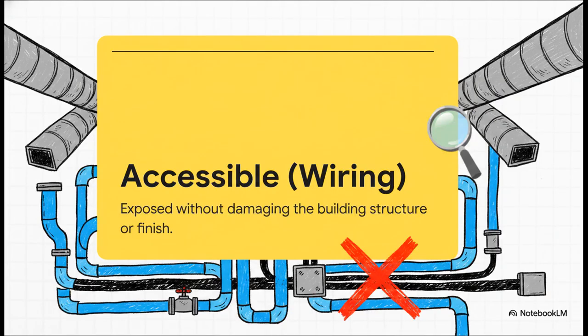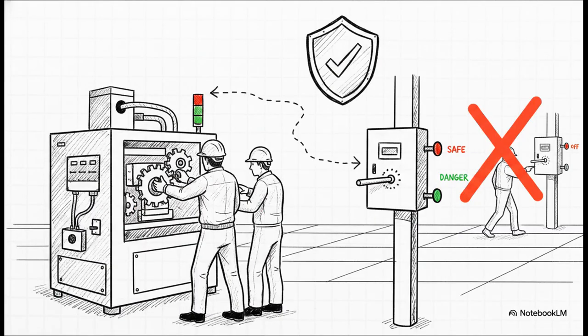Building on that, let's just look at the word accessible as it applies to wiring methods. If you've got wiring that is physically blocked by plumbing pipes, HVAC ductwork, or other mechanical systems, the AHJ will absolutely not consider it accessible. Why? Well, because you should never have to practically dismantle the building's structural finish or major systems just to reach a junction box.